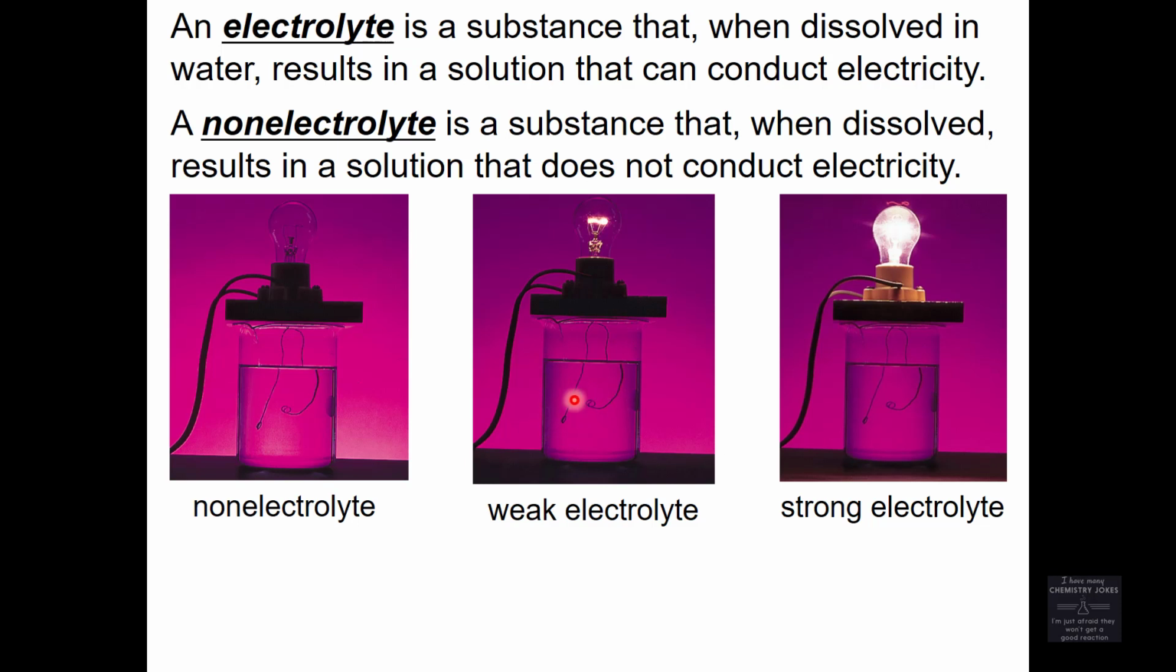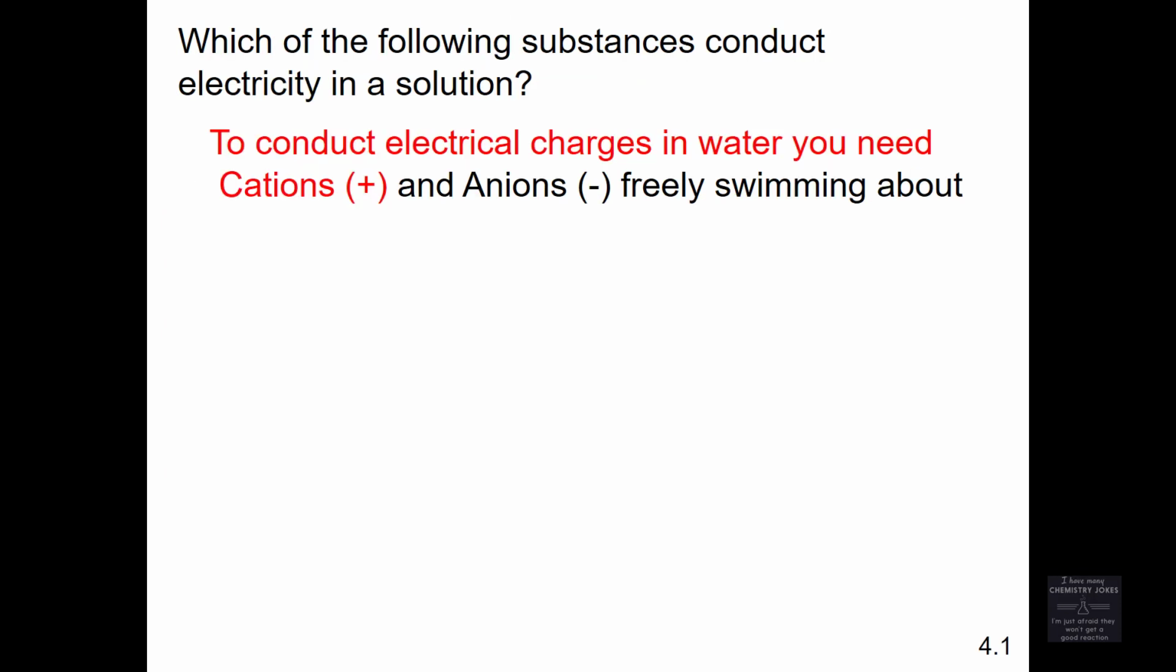So electrolytes have ions in solution. And if it's strong, it means it has a lot of ions in solution. The more ions you have, in general, the brighter that light bulb is going to be. It gets a little more complicated than that, but that's what we're going to say. So we need to be able to identify whether a solution is an electrolyte or a non-electrolyte. Which of these is an electrolyte?